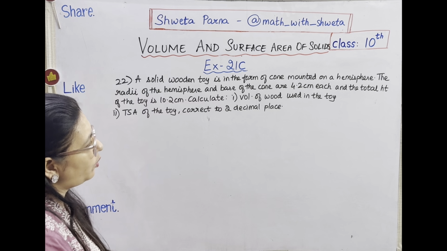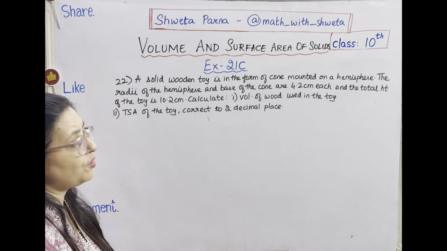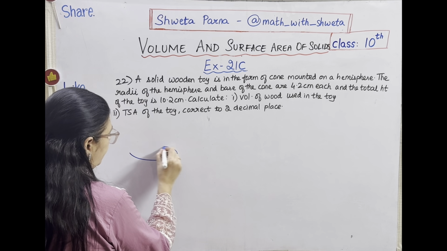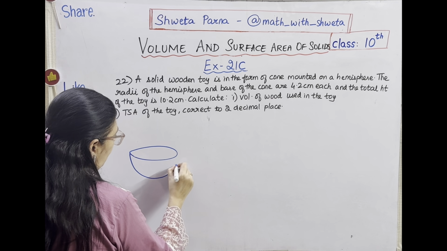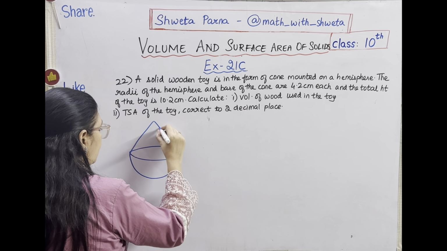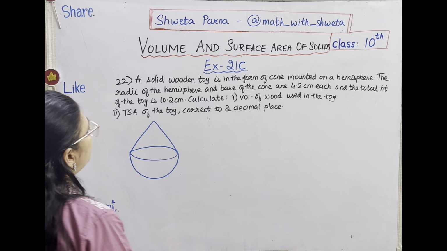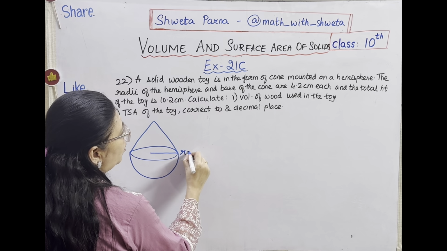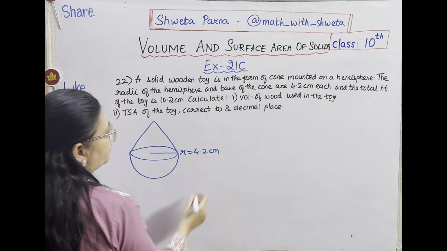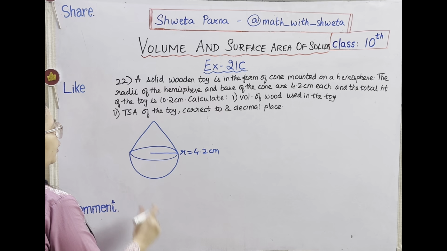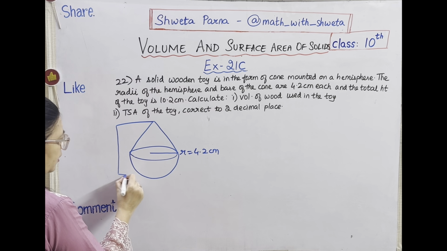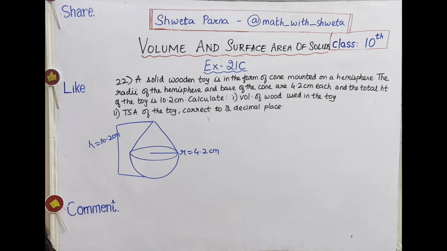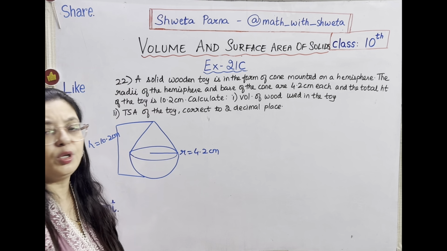Let's go to question number 22, children. A solid wooden toy is in the form of a cone which is mounted on a hemisphere. Say this is a hemisphere, and a cone is mounted on this. The radii of the hemisphere and the base of the cone are equal to 4.2 centimeter. And the total height of the toy, from here till here, is 10.2 centimeter. Now children, you have to find the volume of the wood used in the toy.